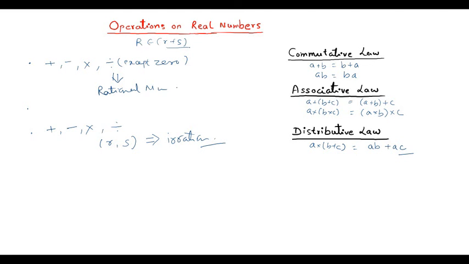So we can say that when we add, subtract, multiply, or divide two rational numbers, we always get a rational number. But when we perform the same operations on irrational numbers, we are not sure that we will get a rational number. We may get a rational or an irrational number. And when we perform these four operations on a rational and an irrational number together, we will always get an irrational number. So let's see how we perform the operations.